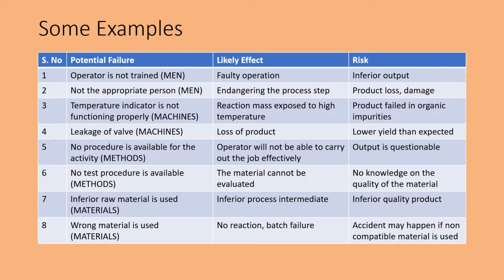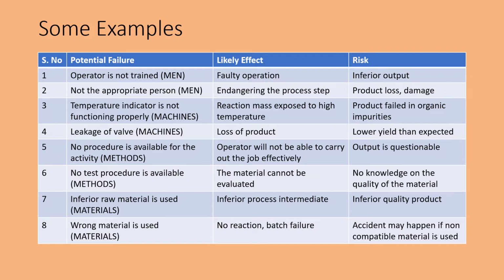See this table. This table depicts how men, machines, methods and materials are addressed with the details of potential failure, likely effect and the involved risk. This entire set of examples covers all potential M's that are part of GMP. See, for example, the operator is not trained. What is the likely effect? It ends in a faulty operation. So what is the risk? The risk is the inferior output.